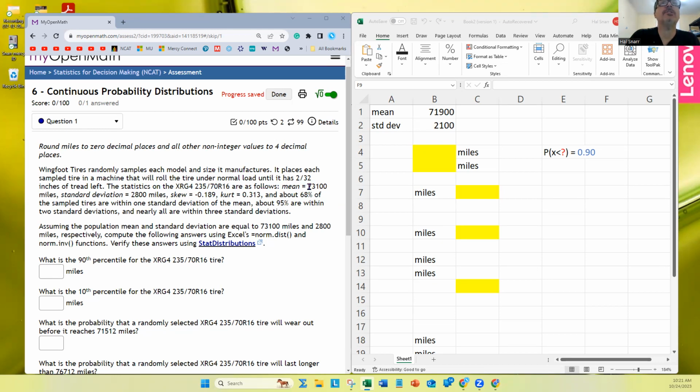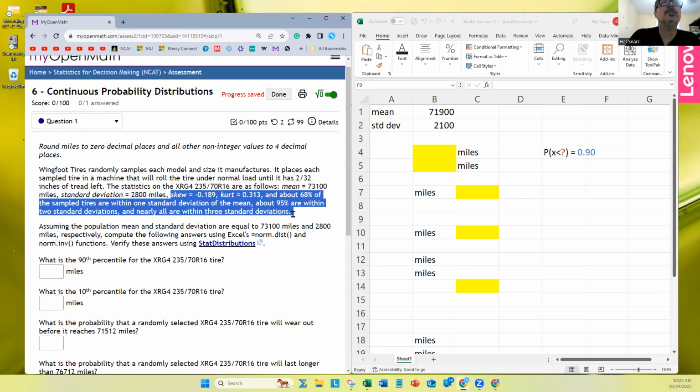It has a mean of 73,100. It has a standard deviation of 2,800 miles. The skew is pretty close to zero. The kurtosis is pretty close to zero. About 68% of the tires are within one standard deviation, about 95% within two standard deviations, and nearly all are within three standard deviations.